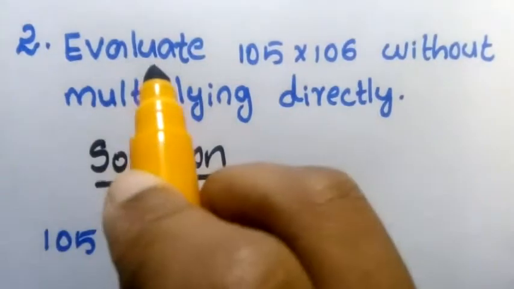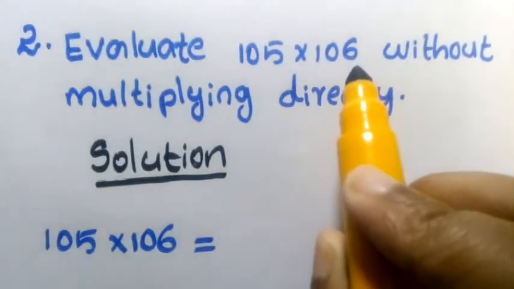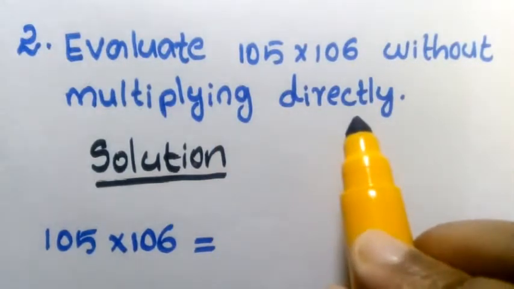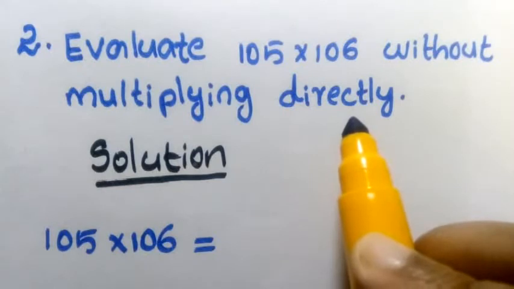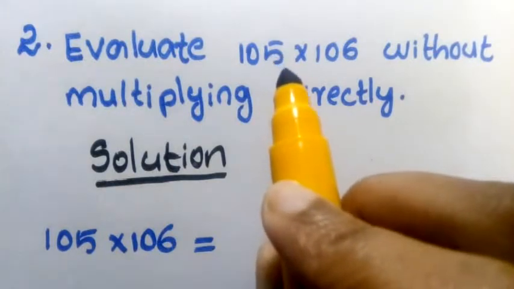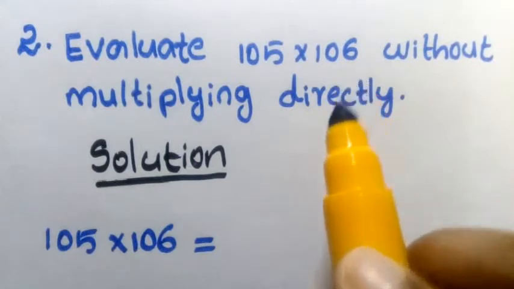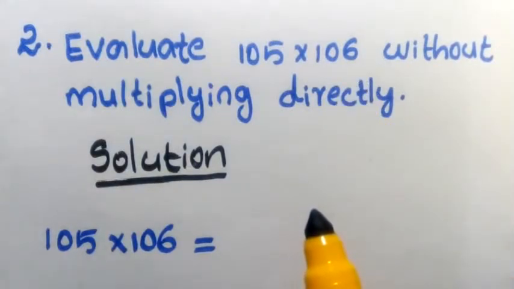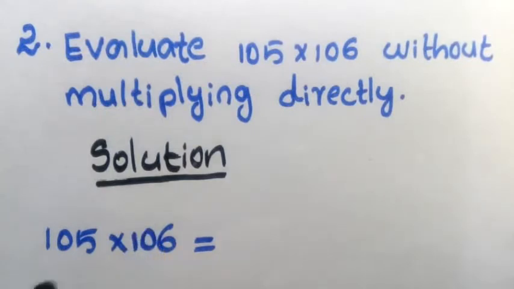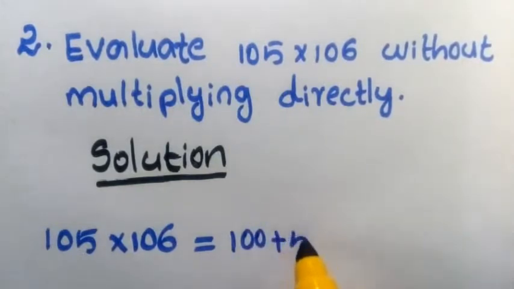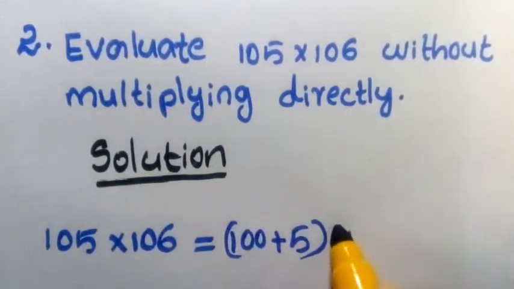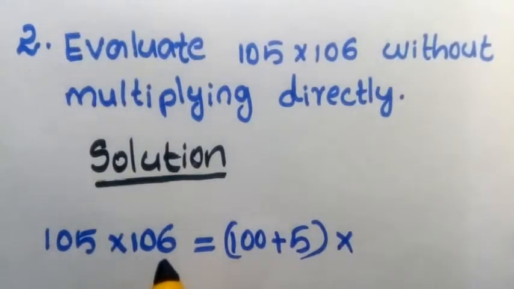Second question. Evaluate 105 into 106 without multiplying directly. Here, without doing multiplication directly, we need to find the value of 105 into 106. With the help of identity, we can find the value. Let us check the solution. 105 into 106 is equal to, instead of 105, we can split it as 100 plus 5, into, similarly, instead of 106, we can split it as 100 plus 6.